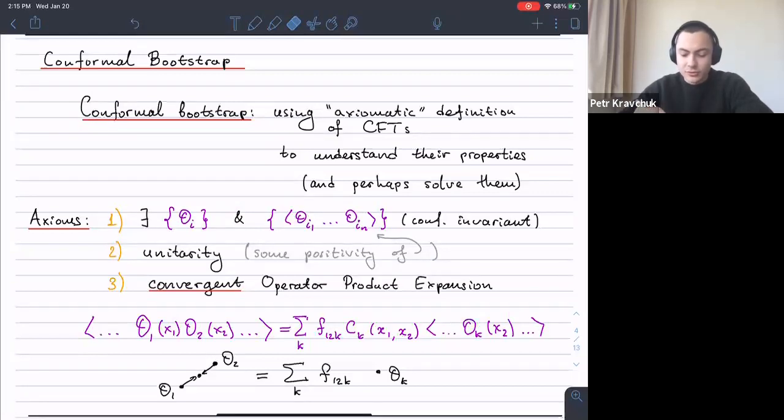unless there are any questions about the motivation for why we should care about CFTs.